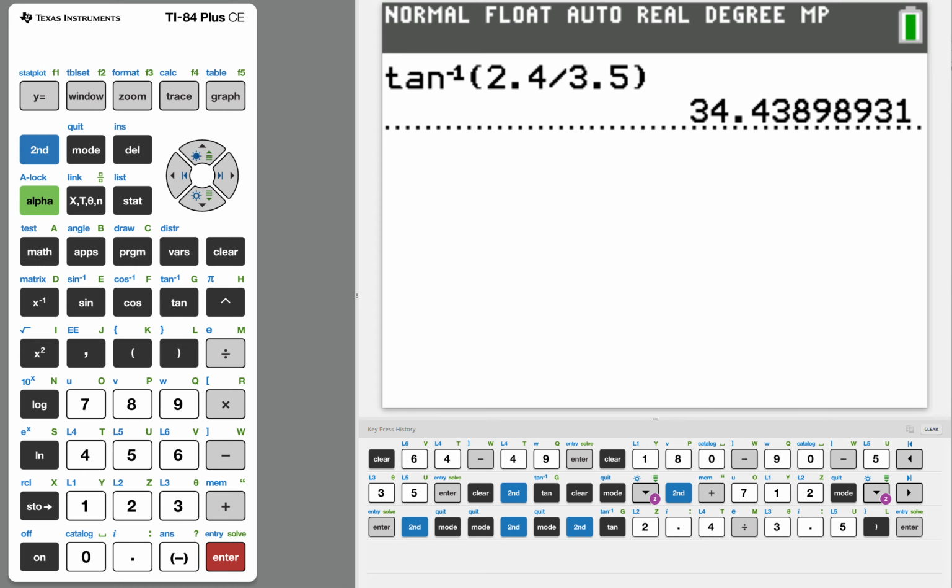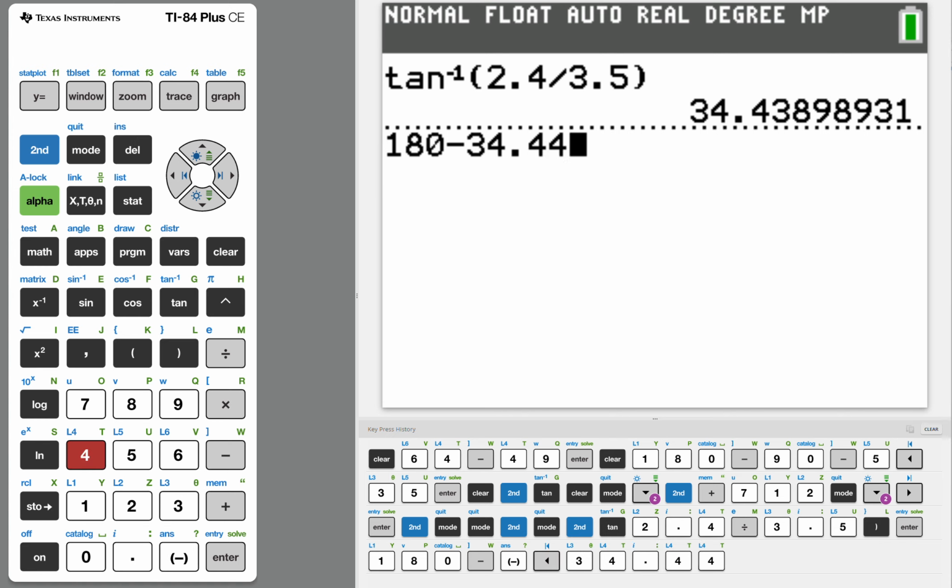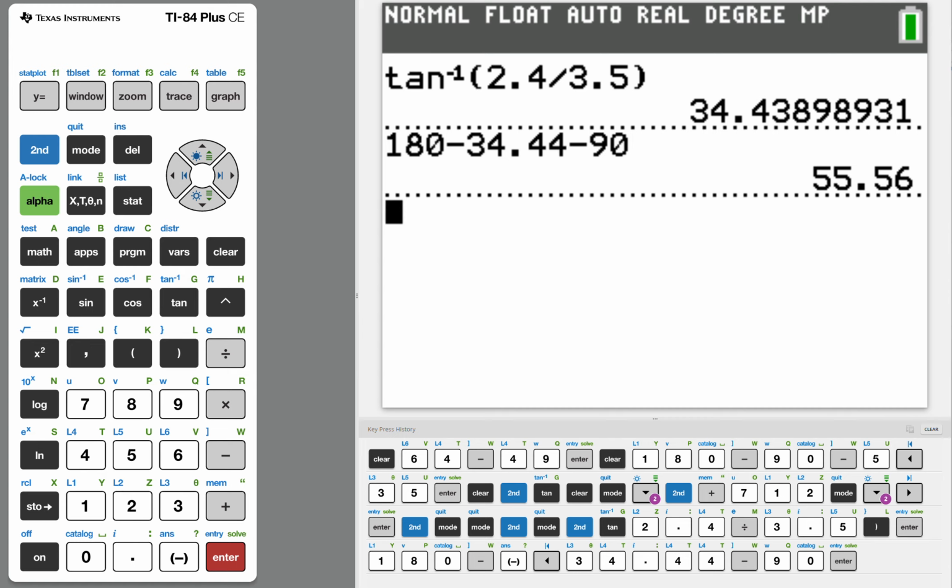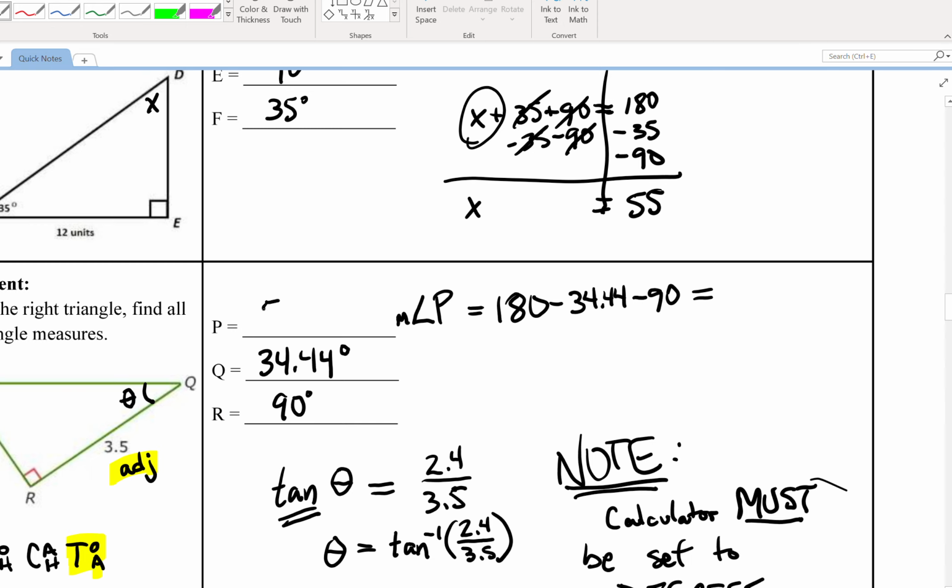So we go back to our calculator, 180 minus 34.44, and then subtract from that 90, and that would give us 55.56. So 55.56 degrees. And those are our answers. There we go.